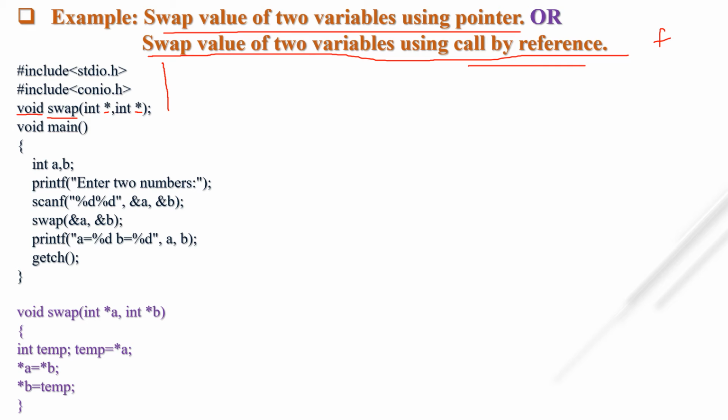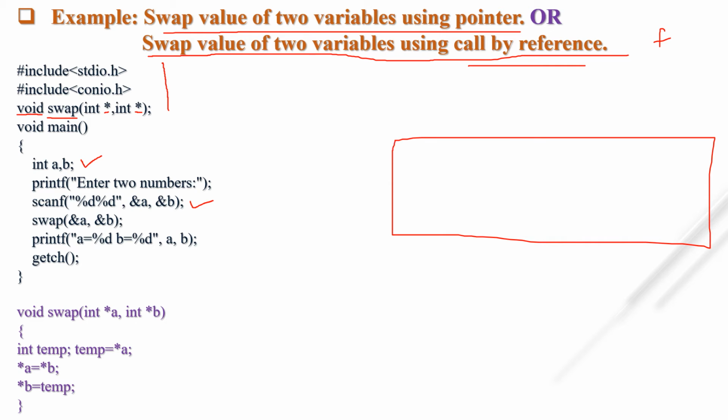Okay, here we take two variables, that is a and b. The user will enter the value of a and the value of b. Suppose the value of a is 5 and the value of b is 6, and the address of a is 5000 and the address of b is 5002.